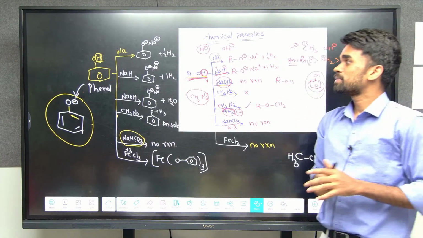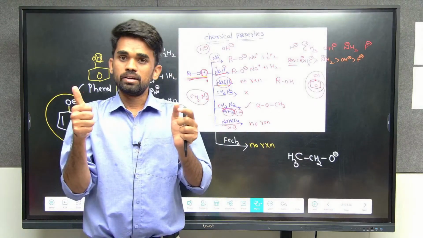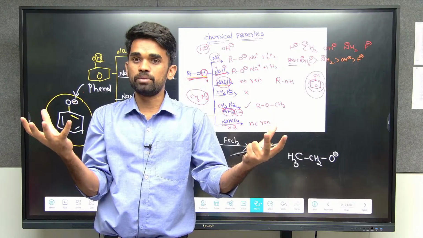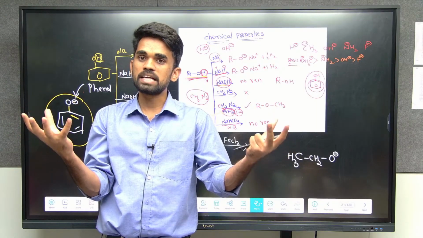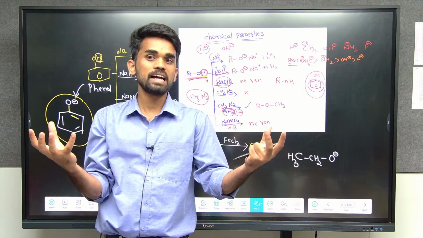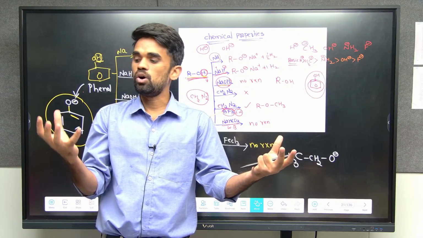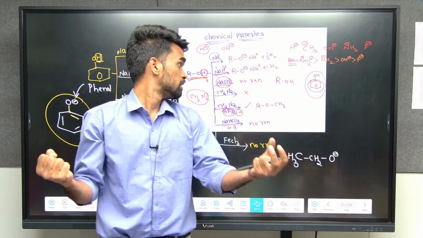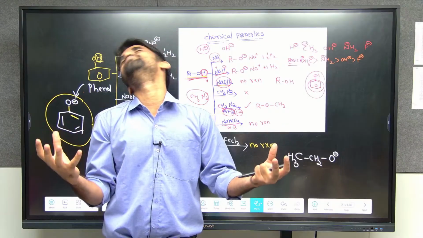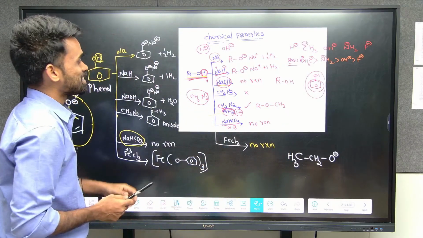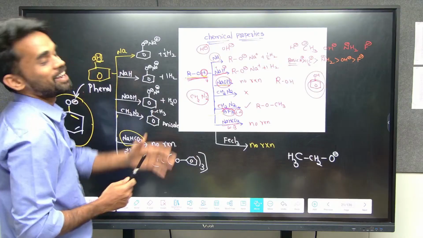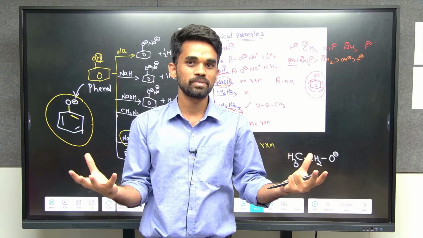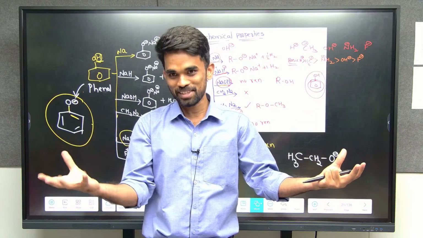Let us summarize the points we have discussed. Consider phenol and alcohol. Reaction with sodium: both react. Reaction with sodium hydride: both react. Reaction with NaOH: no reaction with alcohol but reaction with phenol. Next, reaction with diazomethane. No reaction with alcohol but reaction with phenol.